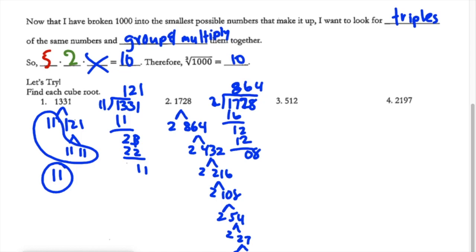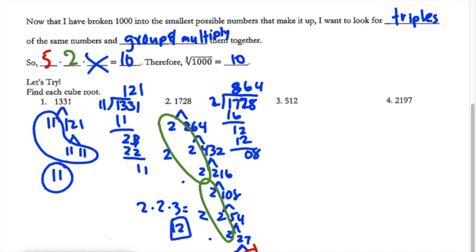Okay, so I'm going to go ahead and change colors here. So I have a pair here, a triple here at 2, another triple here at 2, and then my last triple at 3 here at the bottom. Okay, so again, I'm going to take a number from this triple, a number from that triple, and a number from this triple. So 2 times 2 times 3 is going to be equal to 12. So my cube root of 1728 is 12.